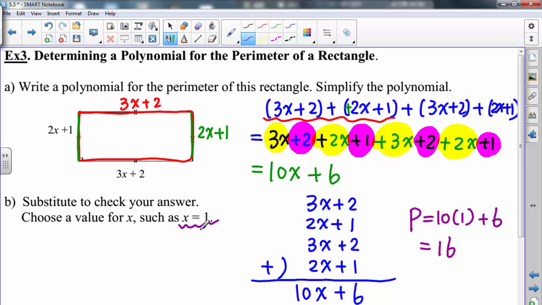So let's look at if it's correct. If I find each side length after I substitute 1 for x for each side. So x equals 1, this side becomes 3. X equals 1, this side becomes 5. X equals 1, this side is 3. When x equals 1, this side is also 5. So if you add all 4 sides up, 5 plus 3 plus 5 plus 3, it's really 16. So that means my adding result, 10x plus 6, is correct.